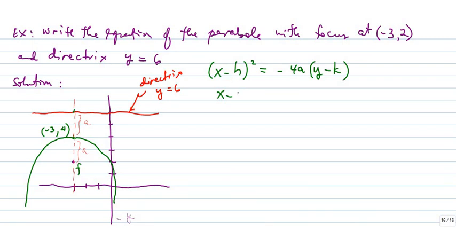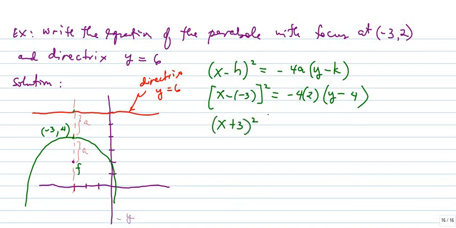So x minus negative 3, squared, equals negative 4 times a. Our a is 2, based on the figure. 4 times 2. And then y minus k, and our k is equal to 4. So when we solve this one, that is (x plus 3) squared equals negative 8(y minus 4). So when we expand this, that is x squared plus 6x plus 9 equals negative 8y plus 8 times 4, that is 32.